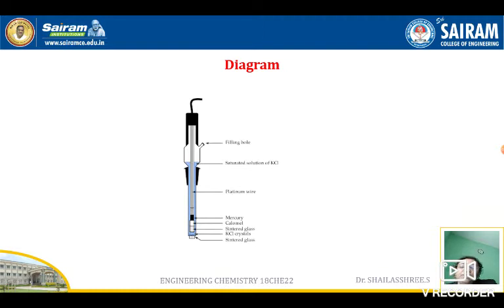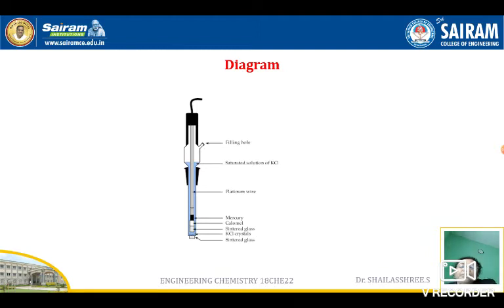And there will be a platinum wire dipped until the bottom of the electrode, which serves for external electrical contacts, and a KCl solution will be present at the top. What type of KCl solution? Either saturated solution of KCl, or standard solution, or decinormal solution of KCl will be present. Whatever the type of KCl solution used, the electrode will be named like that.